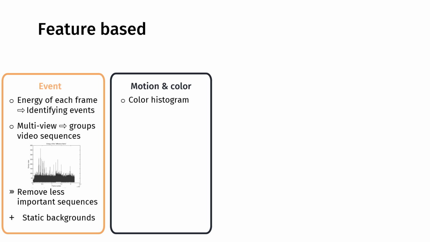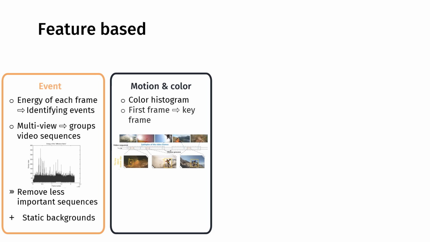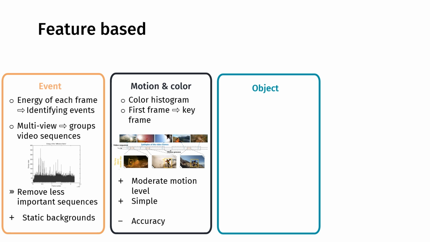Motion and color-based video summarization make use of color histograms. The first frame in each shot is selected as key frame, and the color histogram is used for the identification of further key frames that are combined to extract the summary. This method is especially useful for videos where the motion level is moderate. Just as event-based summarization, it has its limits, namely for videos without motion or videos with a lot of motion. To conclude this technique, it can be seen as simple but having a low accuracy.